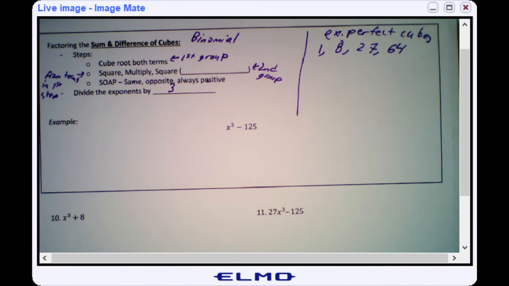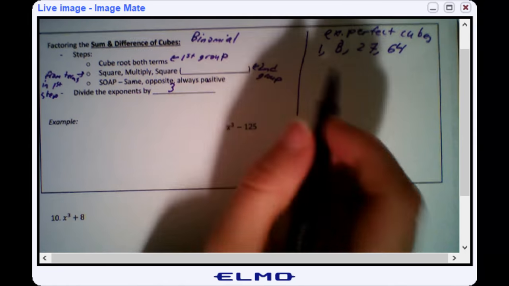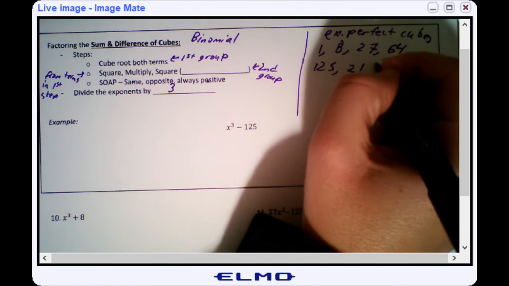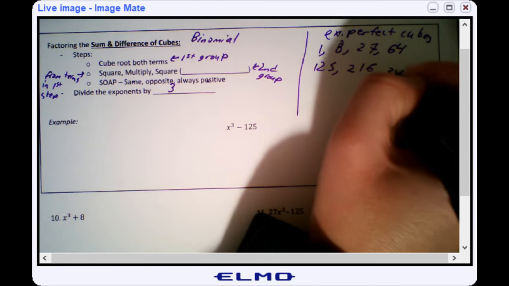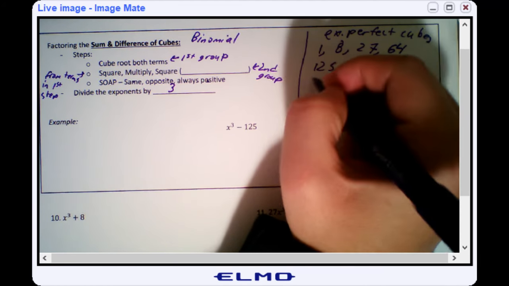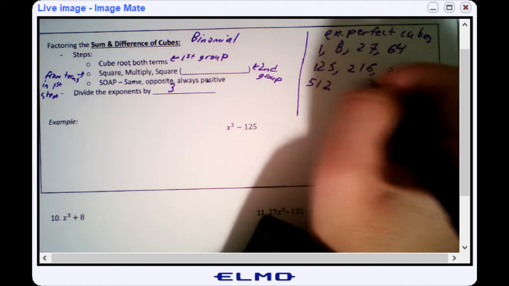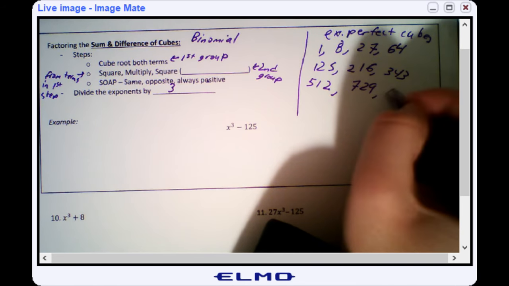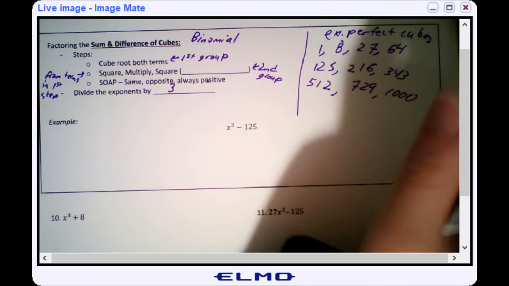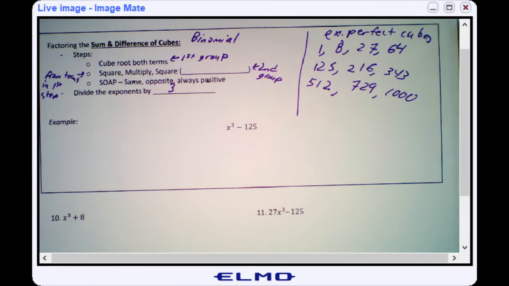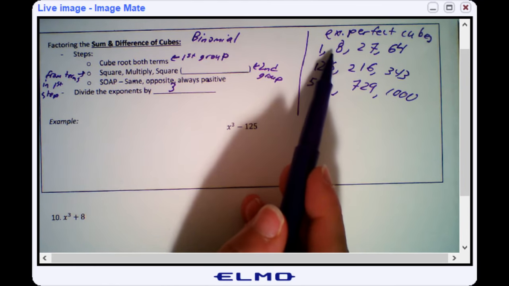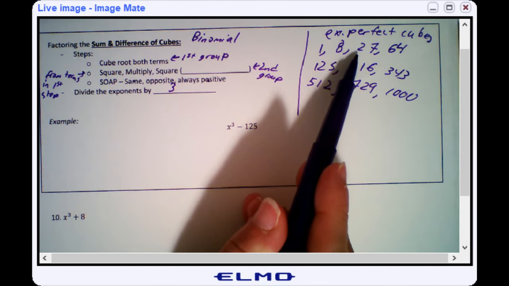So we have 1, 8, 27, 64, 125, 216, 343, 512, 729, and then 1000. And again, you can make this list super easy for a quiz or a test. You just do 1 times 1 times 1 gives you 1, 2 times 2 times 2 is 8, 3 times 3 times 3 gives you 27, etc.